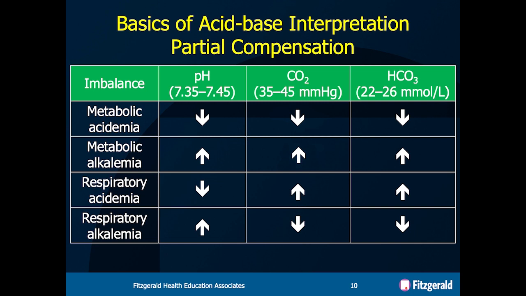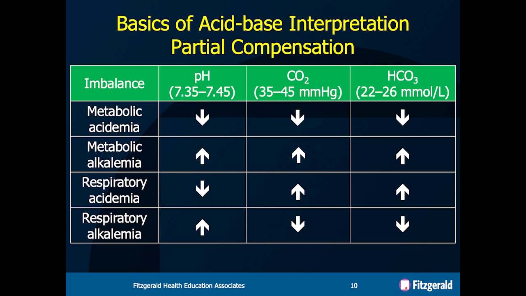So when we look at the CO2, let's look at metabolic acidemia first, the first line. When we look at the CO2, it is pointing downward, and you're realizing the bicarb is the problem. So what is happening with the bicarb? The bicarb is dropping. It's going in the same direction as the pH.